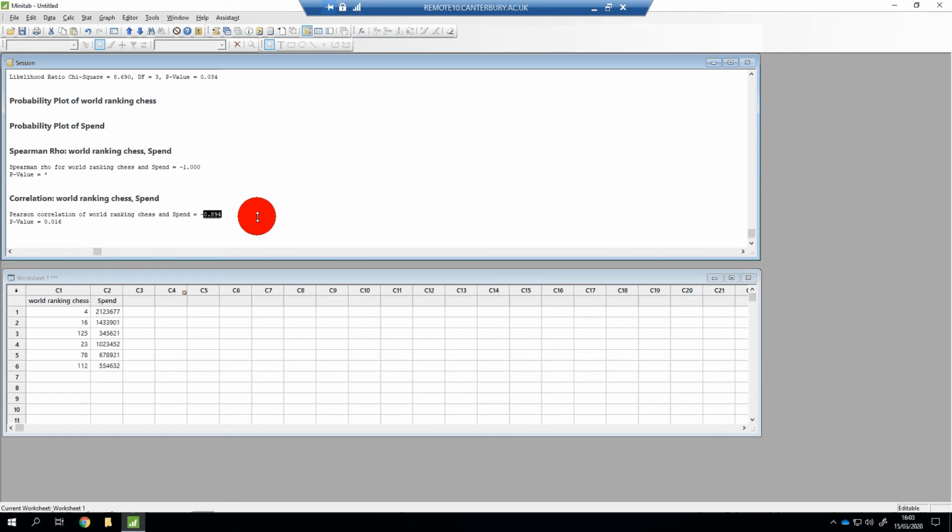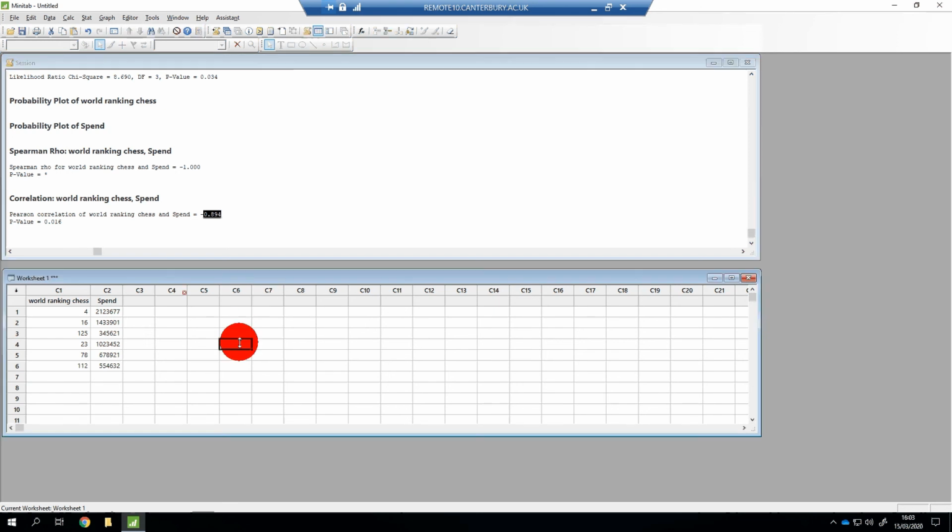Now, those are the basic correlation tests we can do. And they tell you if there is a relationship between two variables, and they tell you what direction that has and how strong it is. But what it doesn't tell you is what exactly the nature of that relationship is. What change in spend results in what change in world ranking? Can we find some kind of way of calculating that? Well, that's what a regression analysis allows you to do.